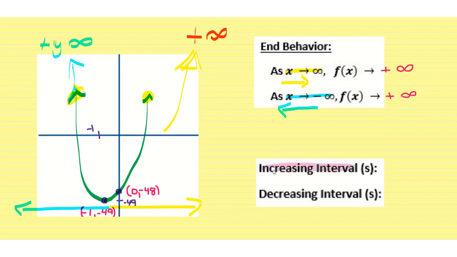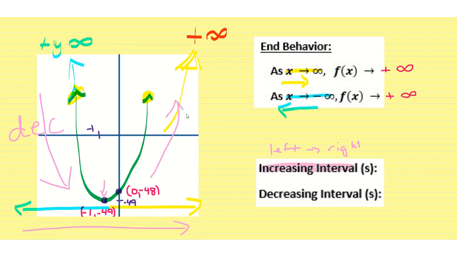The increasing intervals always have to be considered from left to right. What is my graph doing from left to right? If I'm looking at it just from left to right, what's it doing over here? It's going down, so that's decreasing on that side. And then here at the vertex, it shifts gears and it starts going up.